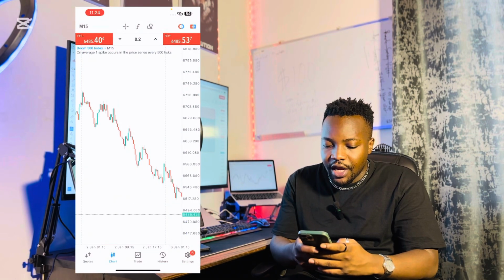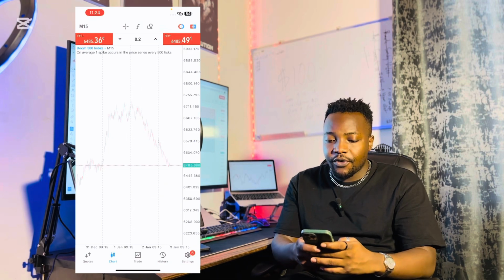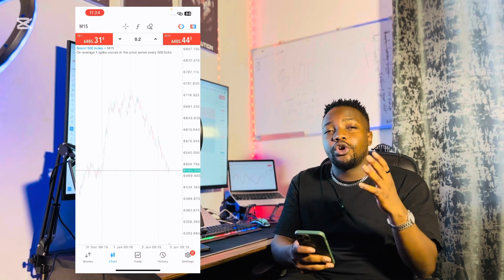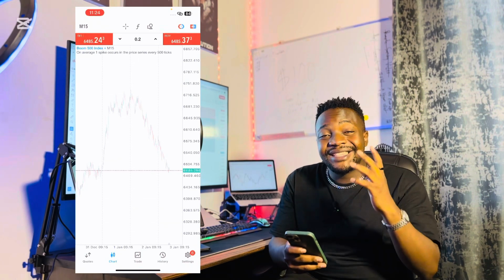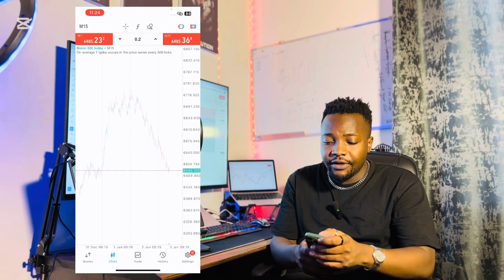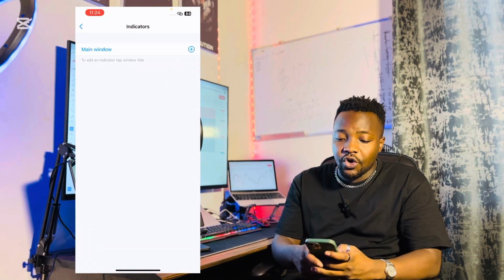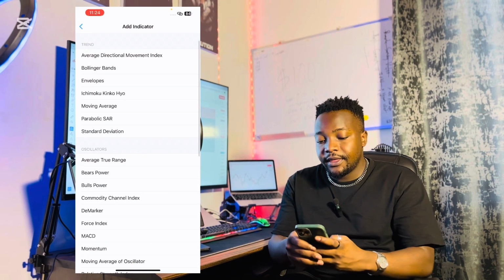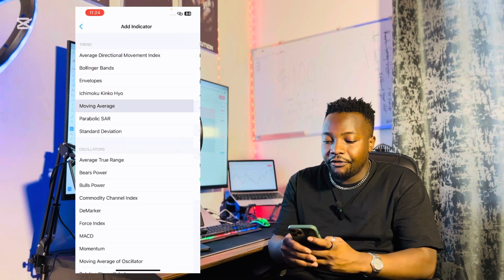indices to trade, and right now we are on the 15-minute time frame, which is the time frame that we are going to be using when using this strategy. Okay, so the first indicator that we have to install, I'm going to go to my indicators section, click on main window, then I'm going to choose moving average.